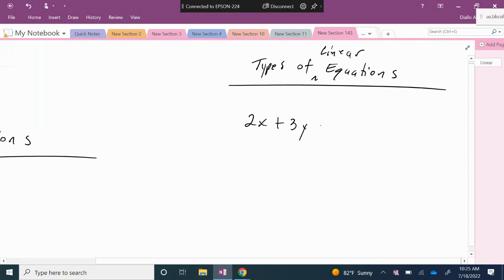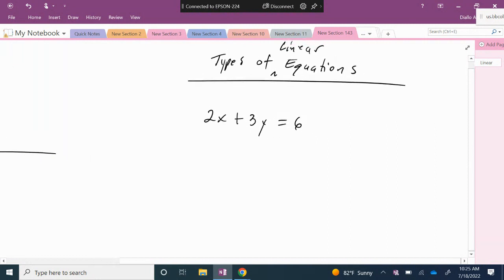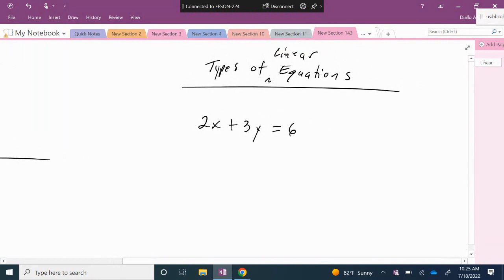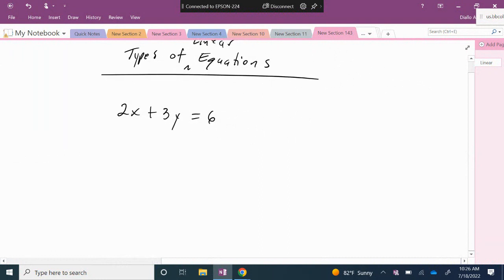2x plus 3y is equal to 6. First off, it would be a linear equation. The reason why this is a linear equation is that if you look at the variables, we have a variable x and a variable y. The highest power on the variable is 1, so that makes it a linear equation. Since we have two variables, an x and a y, this would be a linear equation in two variables.